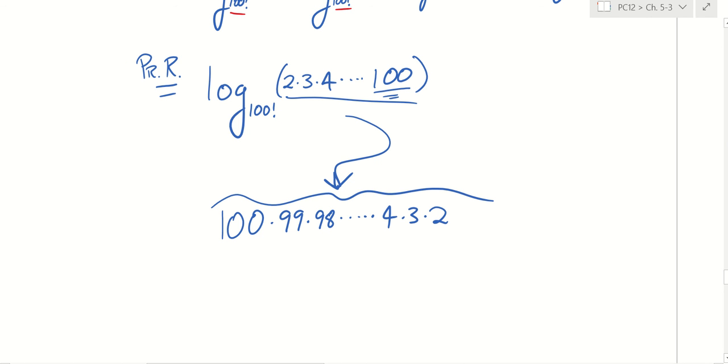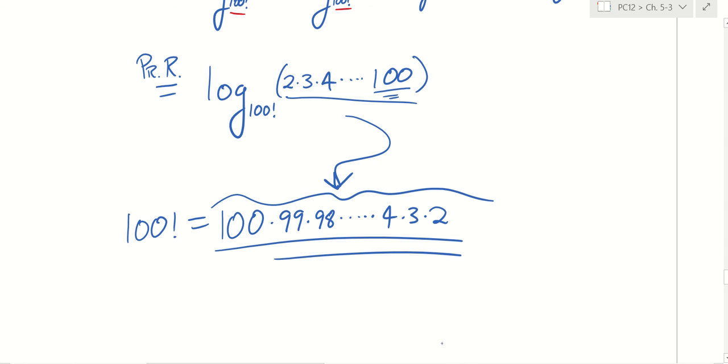And if we remember, this is actually what we mean by 100 factorial. So what is another way we can represent our input? We can just say that our input is 100 factorial. Right? It's the same thing. 100 factorial means you take 100 times 99 times 98 times so on and so forth, times 4 times 3 times 2. So this input we can write more simply as 100 factorial because it is 100 factorial.